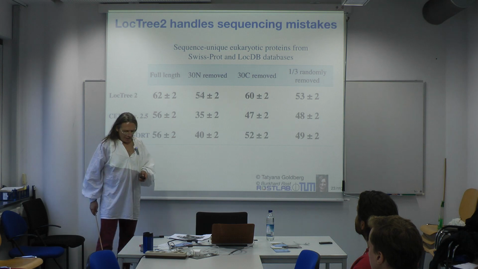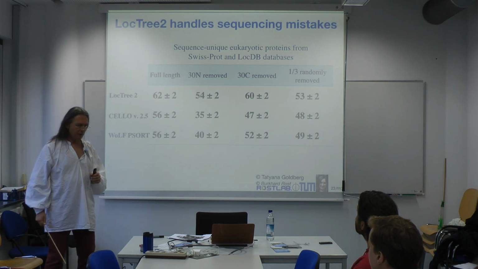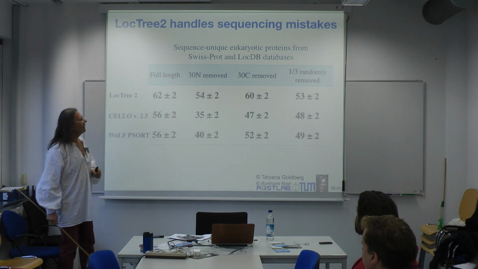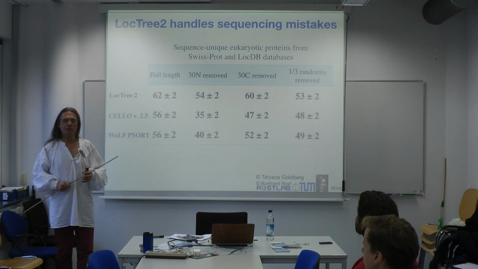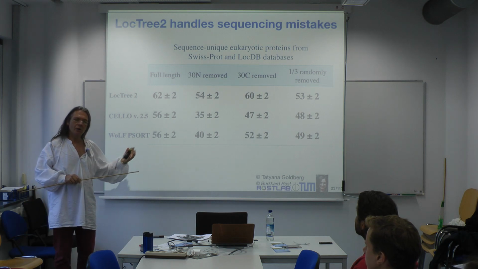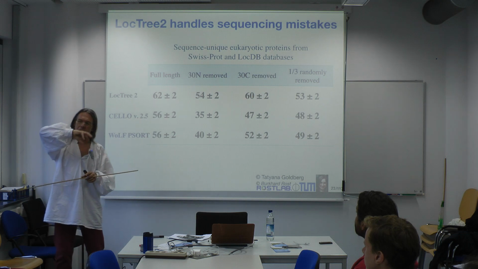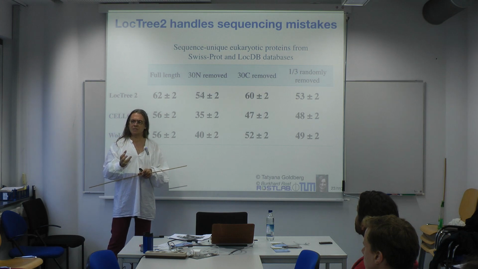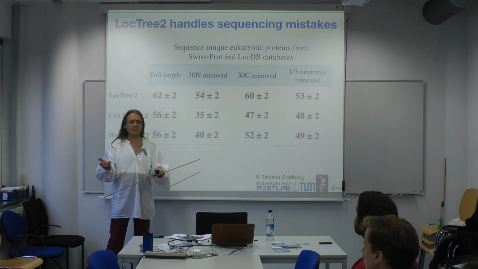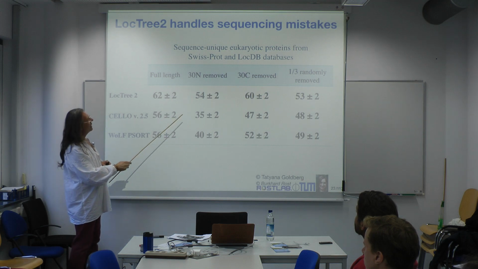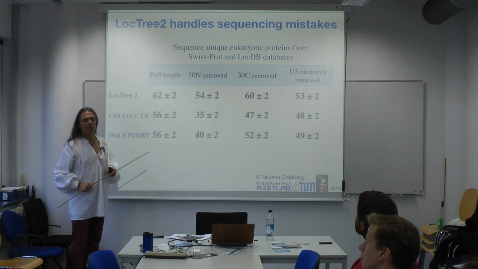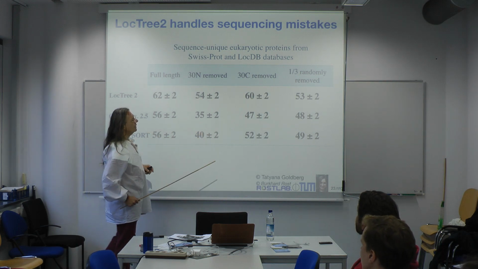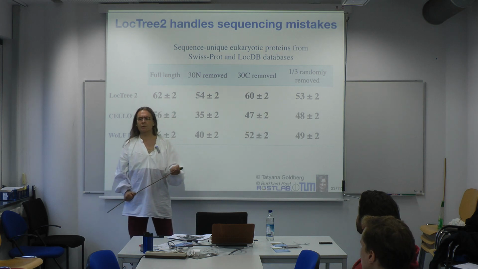Okay, there was this other issue that I said, the idea of the profile kernel was also that we want to be not too sensitive to sequencing mistakes. So one of the problems of the LocTree that I showed you before is it takes the amino acid composition of the entire protein. If I make a sequencing mistake, then I have something else, right? And here we simulate something else in three different ways. One is we remove the first 30 residues, the N-terminal. We remove the last 30, and we remove randomly 1/3 of the protein.